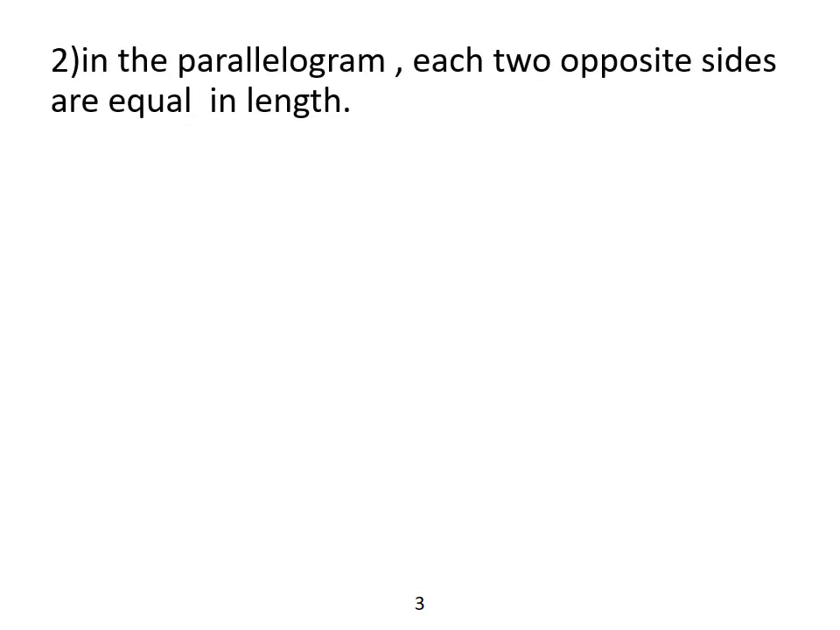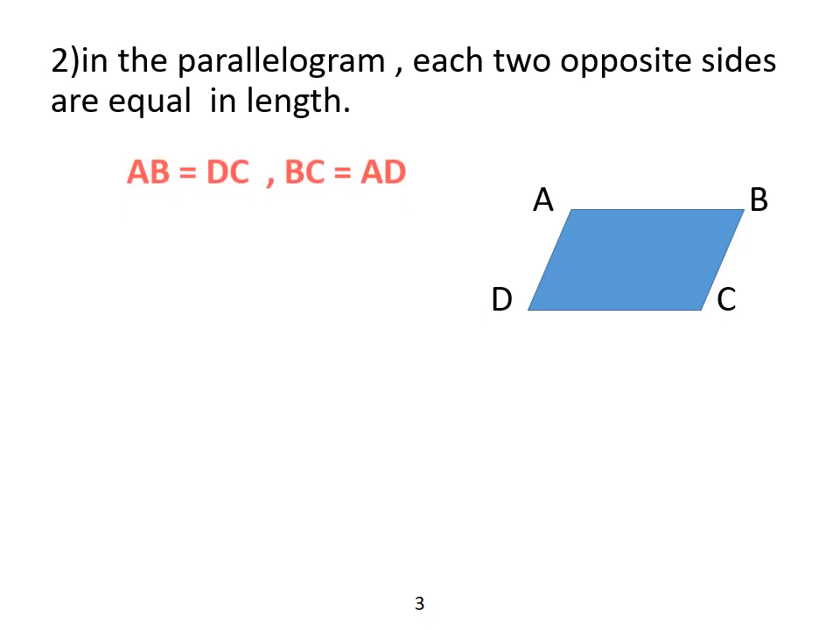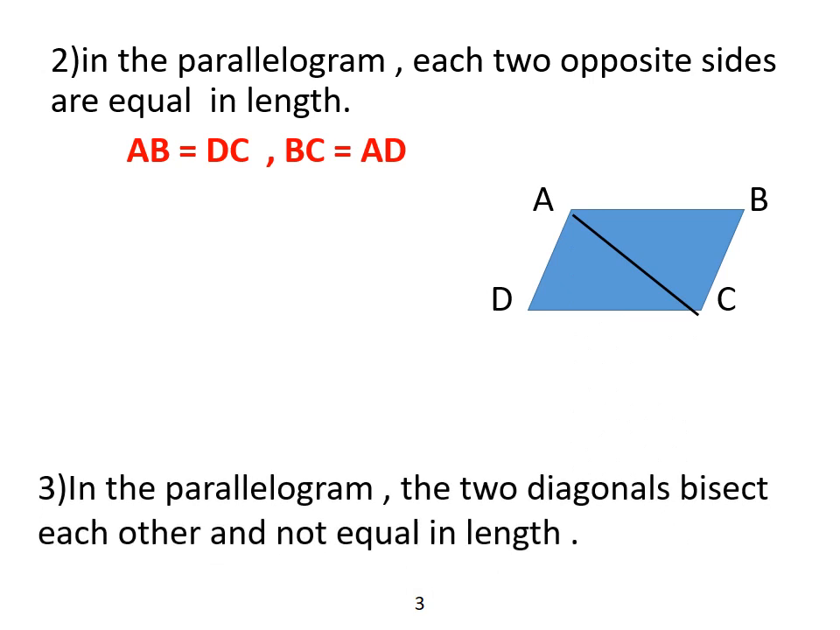In the parallelogram, each two opposite sides are equal in length. If ABCD is a parallelogram, so AB equals DC and BC equals AD. In the parallelogram, the two diagonals bisect each other and are not equal in length.